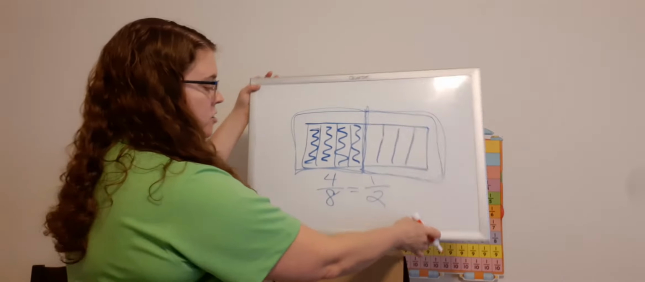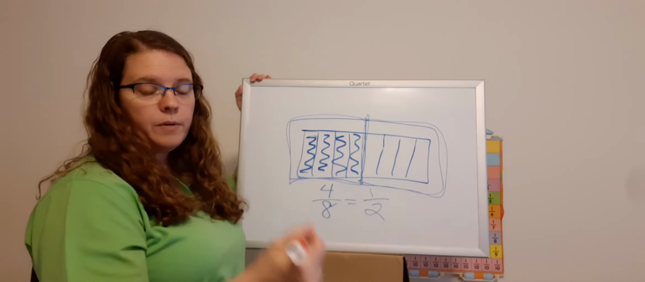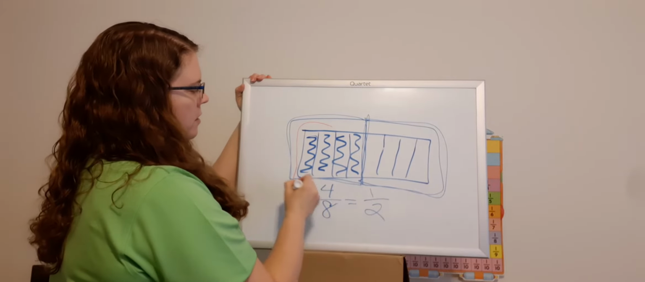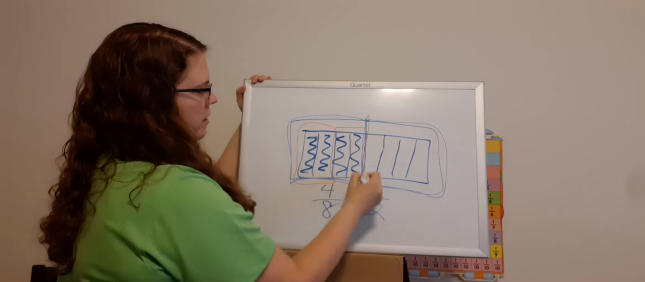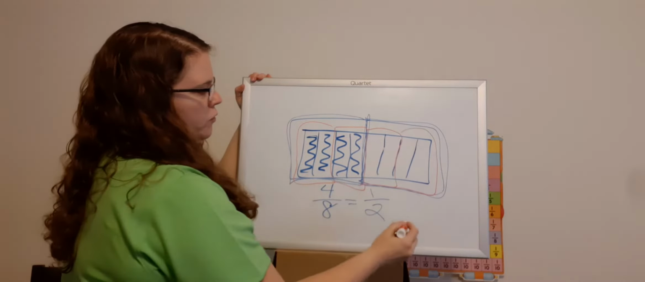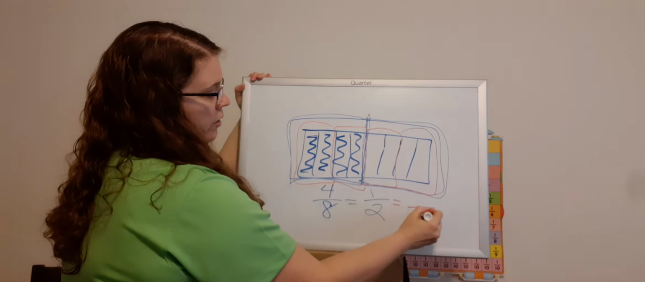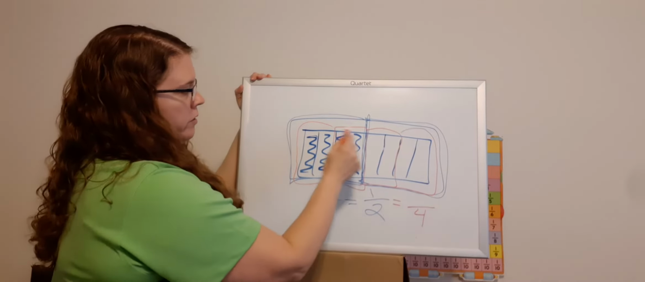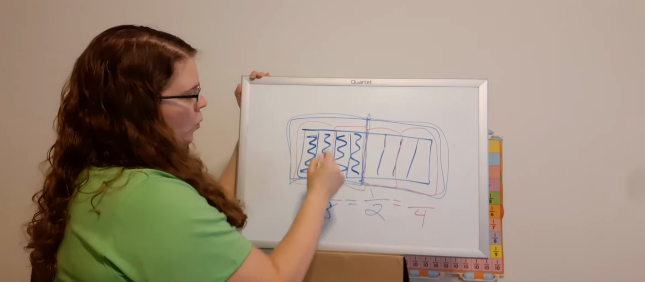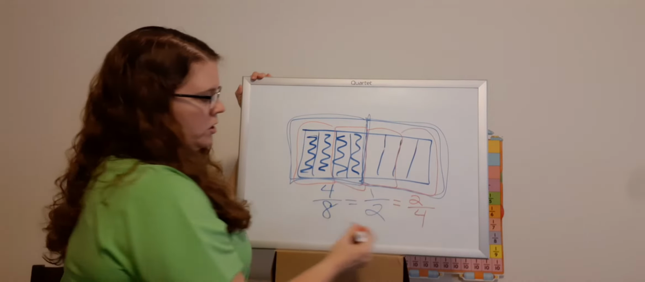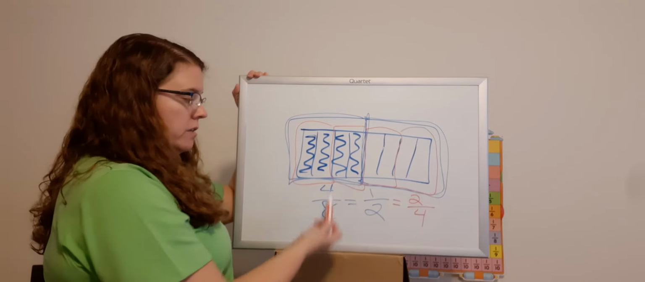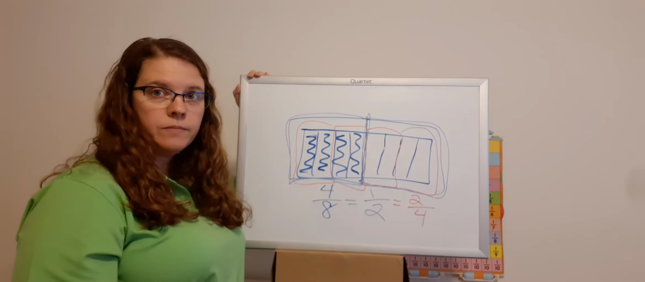I could have divided it into fourths again, like we did up in the top. I just wanted to do it a different way. But if I did fourths, there's one, there's two, there's three, there's four. How many are shaded? One, two. Two fourths is the same as saying one half, or the same as saying 4/8.